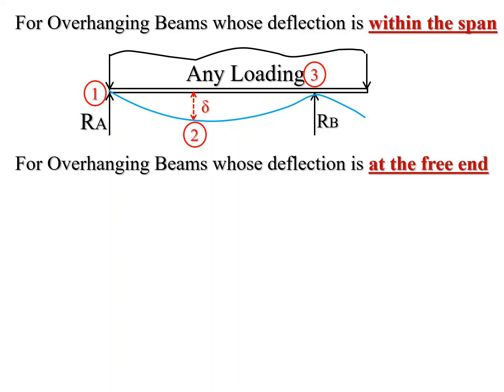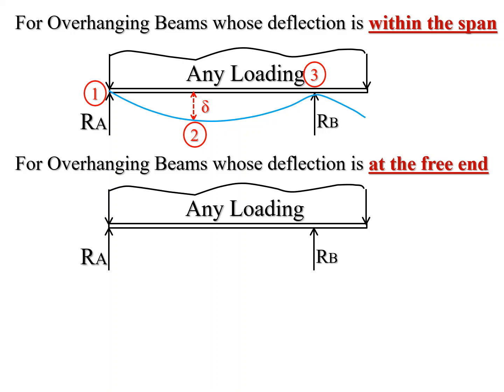Next here is for an overhanging beam whose deflection is at the free end, like this one. This is the elastic curve of the beam, for example. So we're going to place point number 1 on the leftmost end and point number 2 on the interior support, and point number 3 is to be placed where deflection is asked.